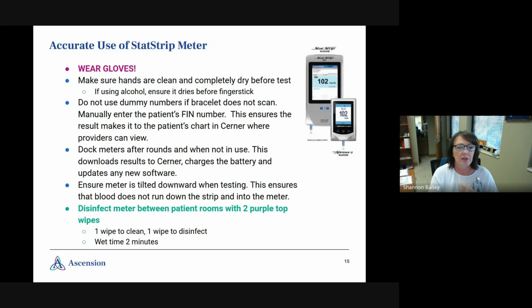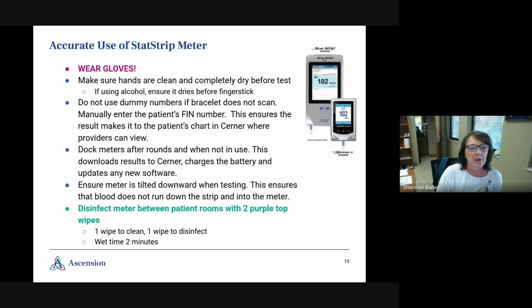So using the stat strip meter, it's extremely important to wear gloves. I have been through patient rooms and seen some people checking blood sugars without using gloves. You're dealing with a blood product, so it is really important to wear gloves. I have type 1 diabetes, and I can tell you blood has squirted all over my hand, and it's just better to make sure you're wearing gloves. You can't always assume that it's going to stay on a nice little clean dot.